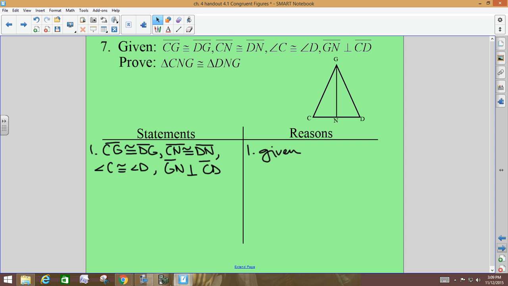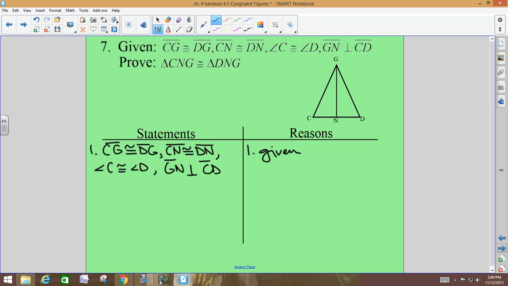After you write your given, what should we do? Alyssa? You should mark your picture. Yep, for sure. Mark it based off of the given. It's going to become completely and utterly insane if you don't mark it in this chapter, because marking your picture half the time gives you your answers.